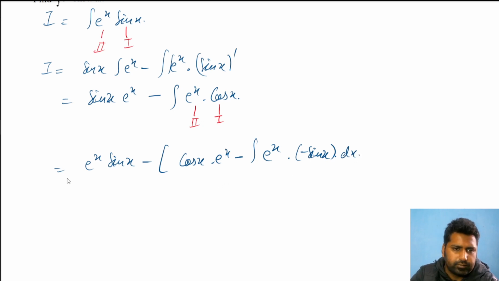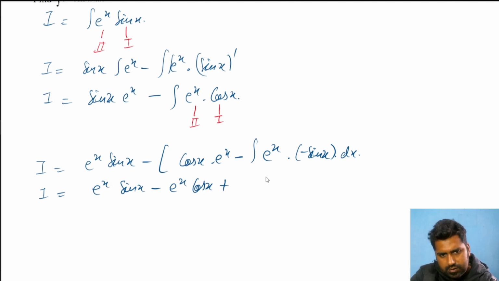Okay, so this integration is e raised to power x sine x minus e raised to power x cos x plus, why is it coming plus? It should have been minus. Why is this coming plus?